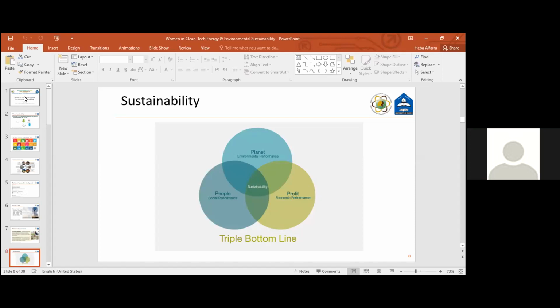The second part is people, social performance: how our social contribution affects the planet and affects the profit. The third part for sustainability is economic performance: how the economic benefits and the profit look. So the three parts cooperate, and we are trying to find a way to keep sustainability in between all of these three pieces.